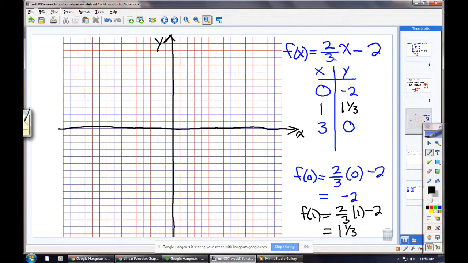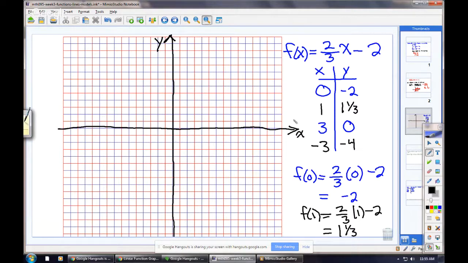And one more. Since there's a 3 in the bottom, if x is a multiple of 3, it's going to be easier to work with. So I think I'll try -3. And I'm just going to do this in my head if you don't mind. 2/3 of -3 is -2. -2 minus 2 is -4. So I believe -3, -4 is on my graph.